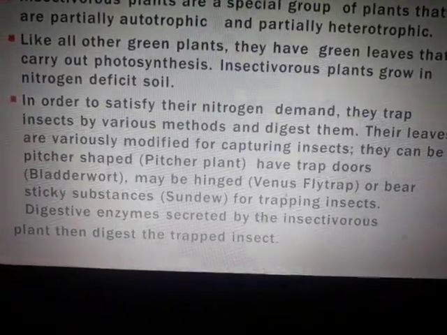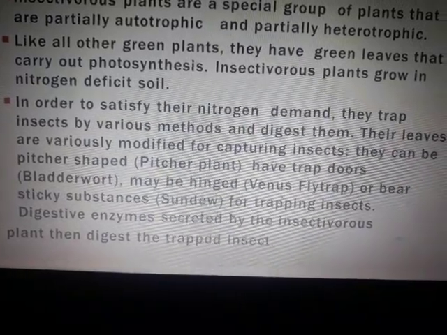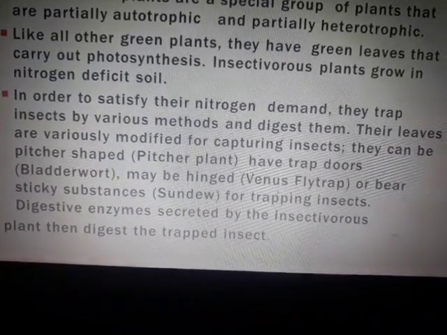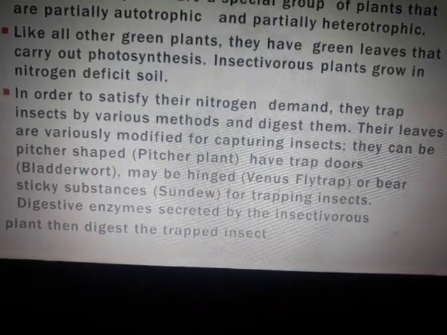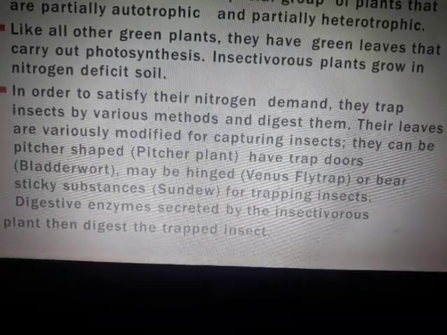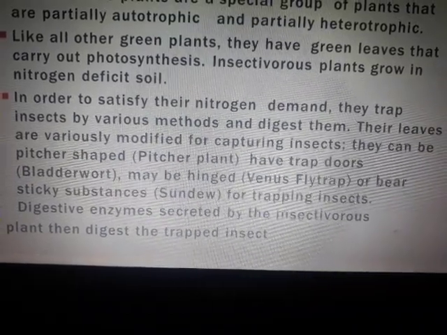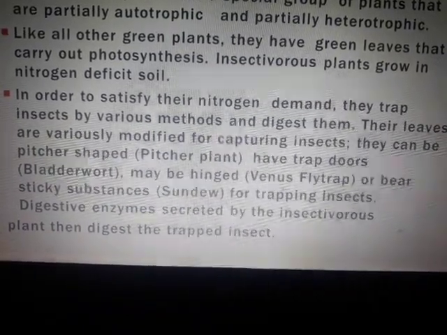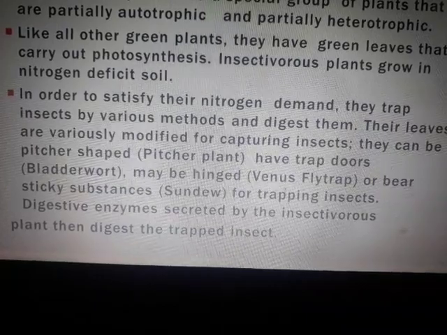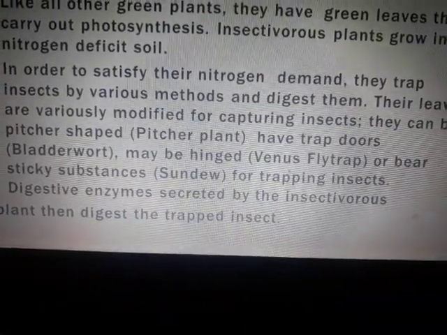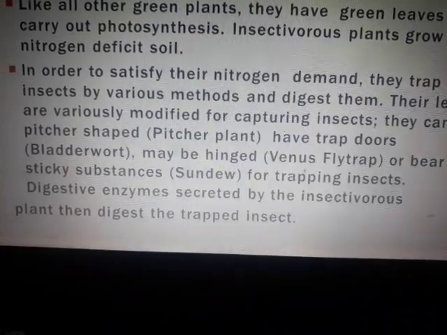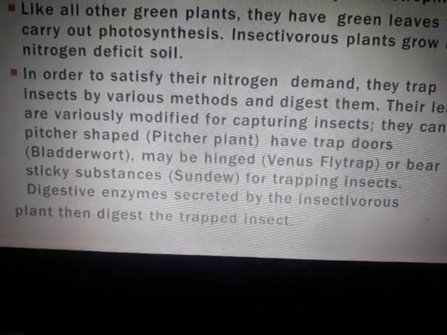Okay, so in order to satisfy their nitrogen demand, they trap insects by various methods and digest them. The leaves are variously modified for capturing insects. They can be pitcher shaped, just like in pitcher plant. They can have trap doors like in bladderwort, or maybe hinged, just like in Venus flytrap, or bear sticky substances, just like in sundew plant, for trapping the insects.